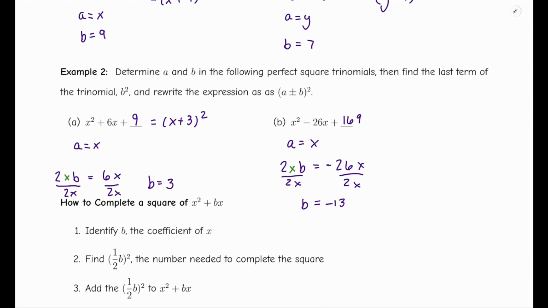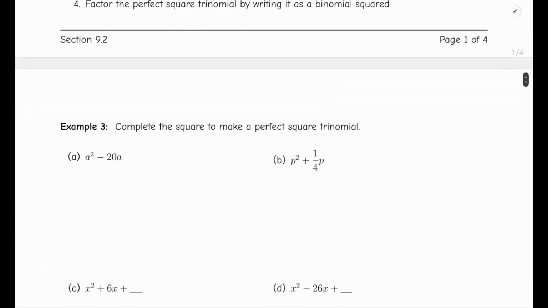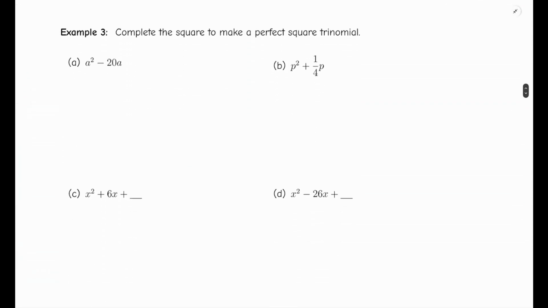How to complete a square, x squared plus bx. Step 1 is identify b, the coefficient of x, find half of b, then square it, the number needed to complete the square. Add one half b squared to x squared plus bx, factor the perfect square trinomial by writing it as a binomial square. So we're going to complete the square in these following trinomials.